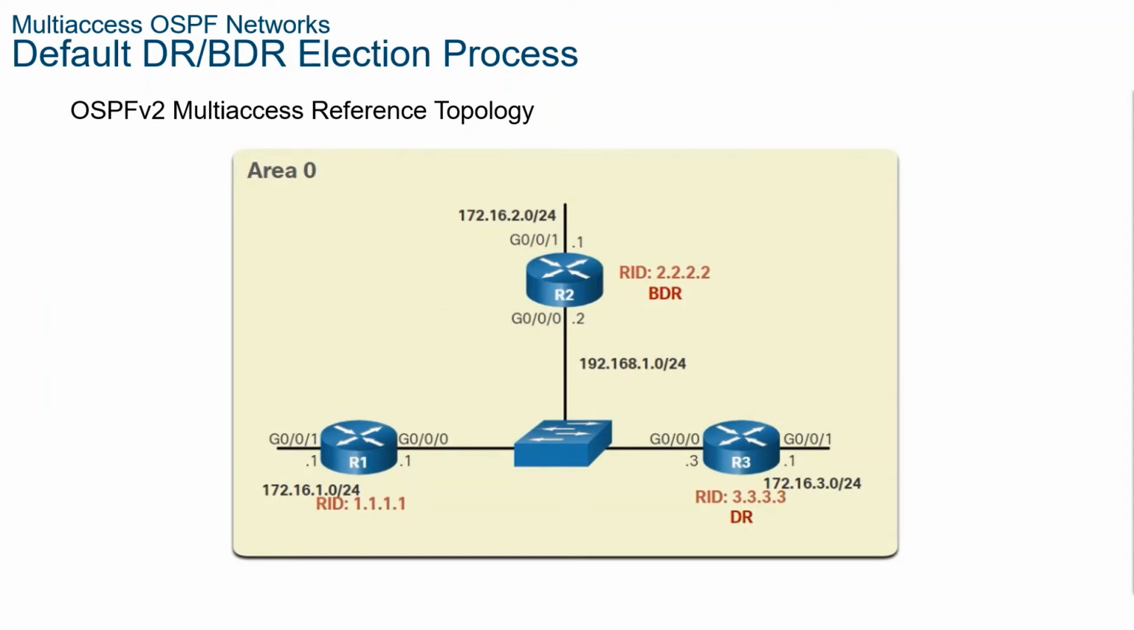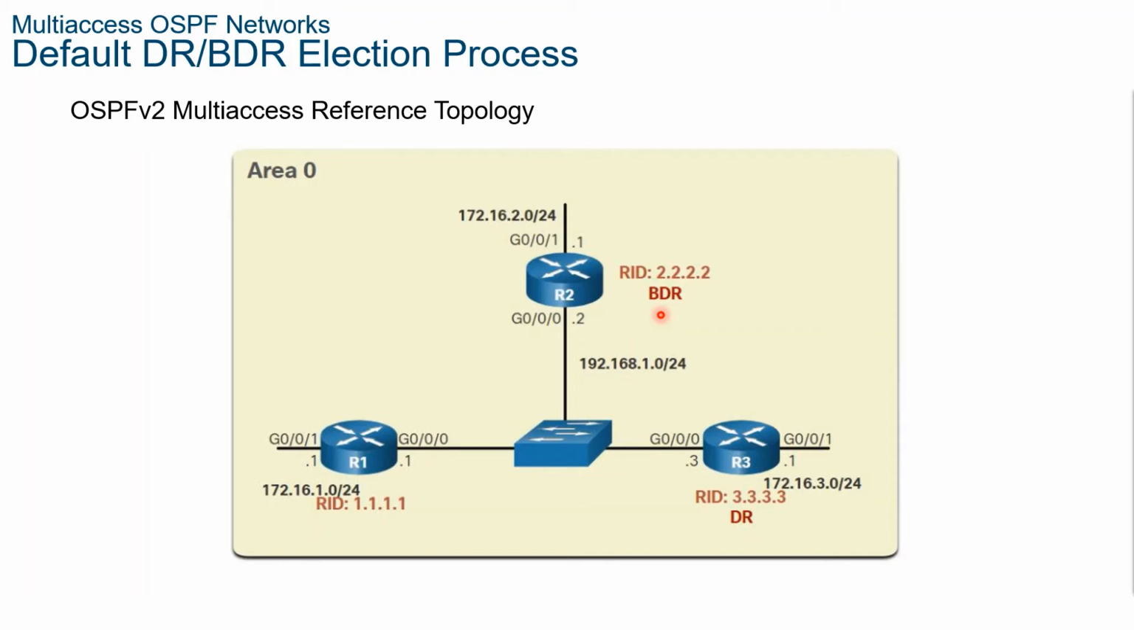Okay, so let's look at the default DR-BDR election process. In the figure here, all Ethernet router interfaces have a default priority of 1. As a result, based on the selection criteria listed above, the OSPF router ID is used to elect the DR and BDR. So R3, with the highest router ID, becomes the DR. Take note that the router ID here is 3.3.3.3. And R2, with the second highest router ID, becomes the BDR.